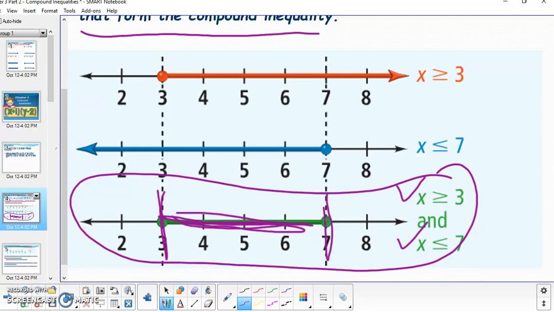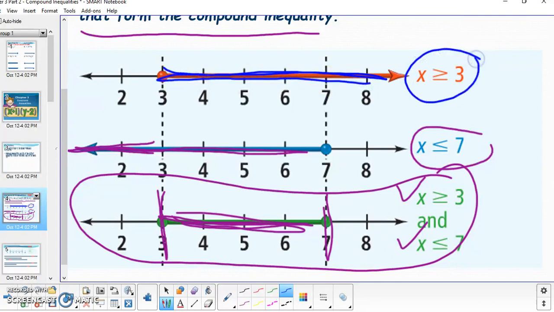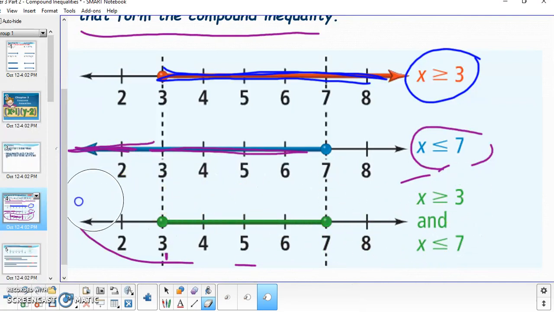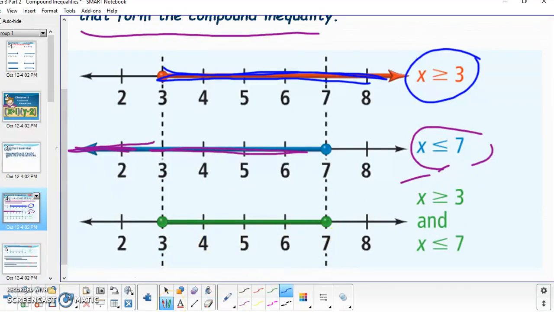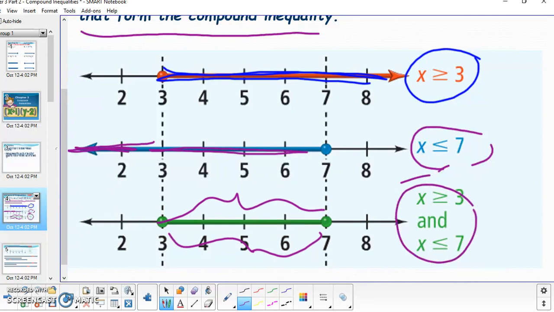If you notice in the blue example, everything to the left of 7 makes just this inequality true. For the red example, everything to the right of 3 makes just this inequality true. But again, the green example shows just what's necessary to make both inequalities true. That is and, where it shows what is true for both parts of the inequalities.